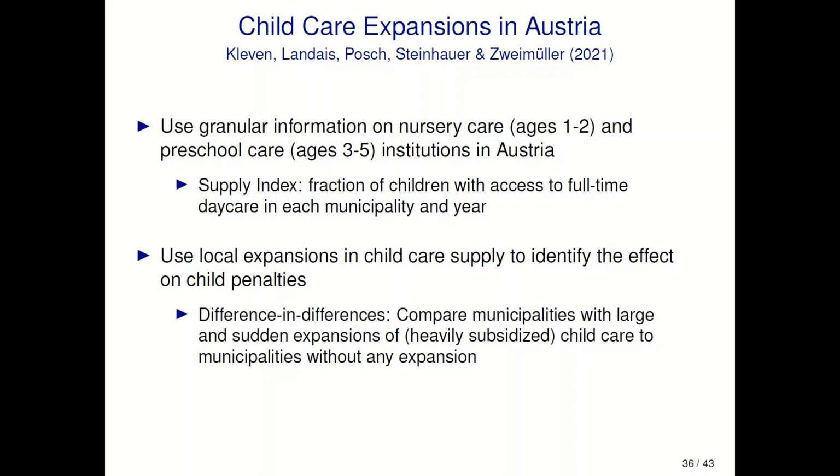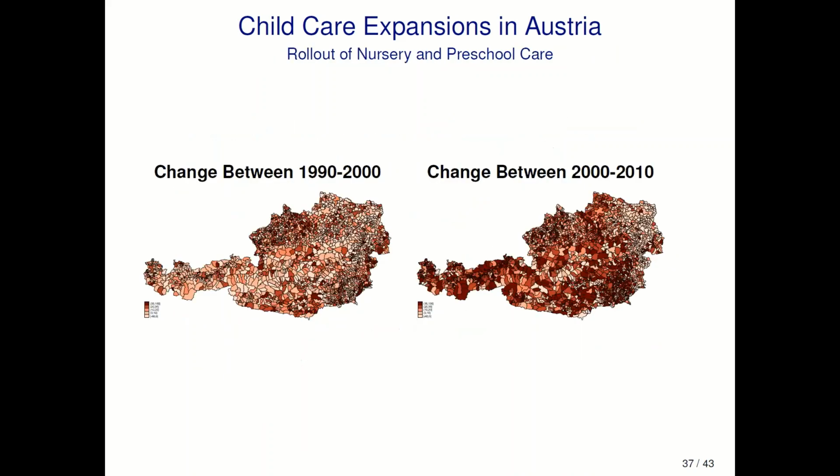And so just to give you a sense of the variation in Austria, here are heat maps of the change in childcare provision, childcare supply in different municipalities of Austria between 1990 and 2000, and between 2000 and 2010. So basically, what's going on here is that around 1990, there was quite a bit of childcare in Vienna and the surroundings, and not so much in the rest of the country. And then what happened over the next 20 years is that the rest of Austria caught up with Vienna. But the rest of Austria did so to different degrees and at different times. So that's why you have this incredibly granular variation.